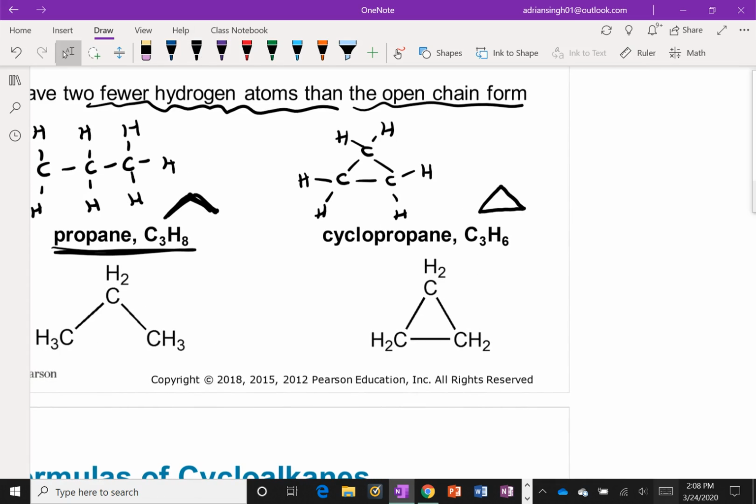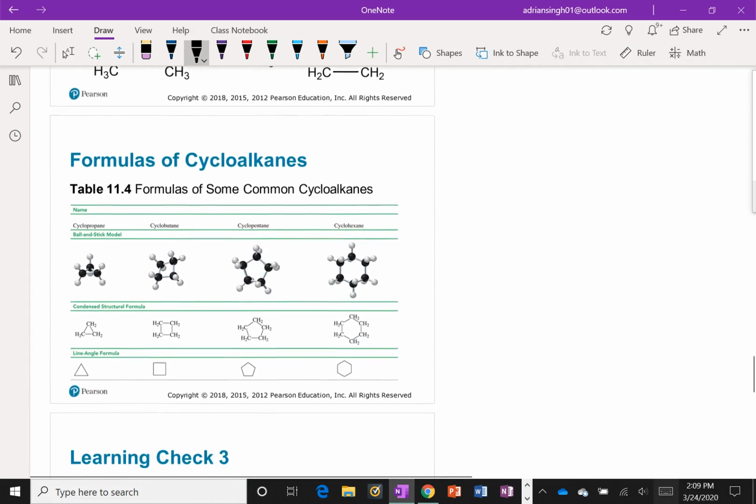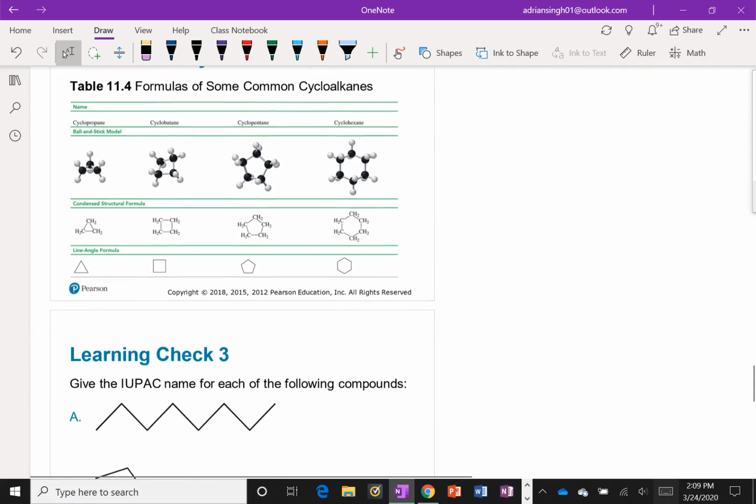So when there's a ring structure, we include the prefix cyclo in front of it. So cyclo meaning ring, and then prop meaning 3 carbons, and then ane meaning that it's an alkane. And cyclopropane would be the simplest or the smallest cycloalkane that you will ever see. So here are some other ones as we start making the molecules bigger and bigger.